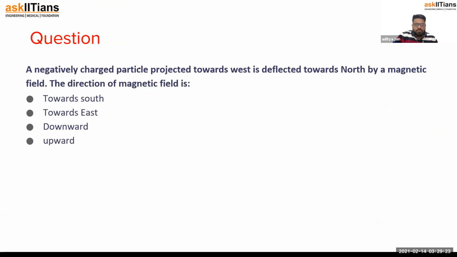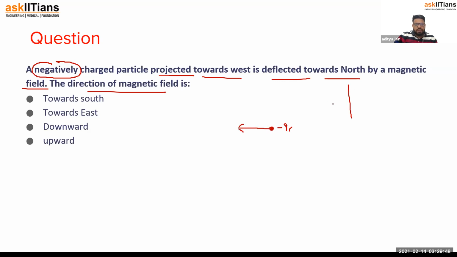Okay. A negatively charged particle. Underline it. A negatively charged particle projected towards west is deflected towards north by a magnetic field. The direction of magnetic field is? So basically the force is given, because see what was actually given: a negative charge particle is there. It is projected towards west.